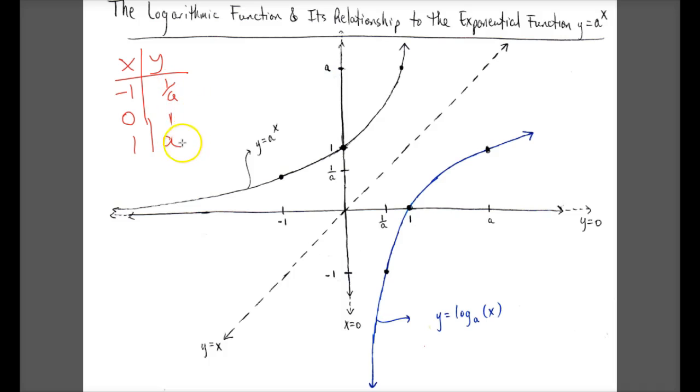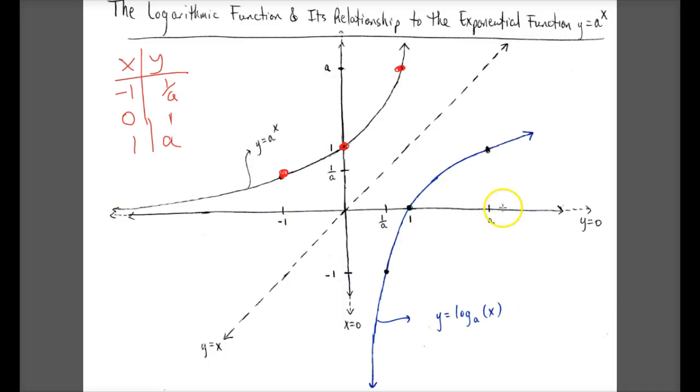1 over a is going to be different than a. So all these x values have a unique y value that it goes with. Okay. Now, in essence of what we're talking about here, if you notice, we have these 3 points, which are -1, 1 over a, 0, 1, and 1, a.